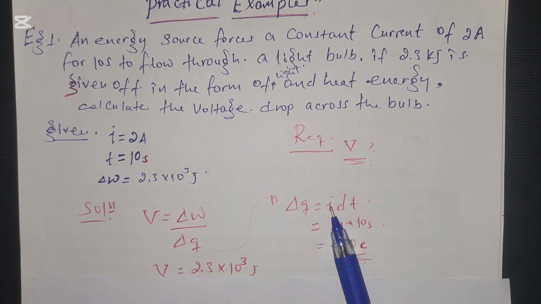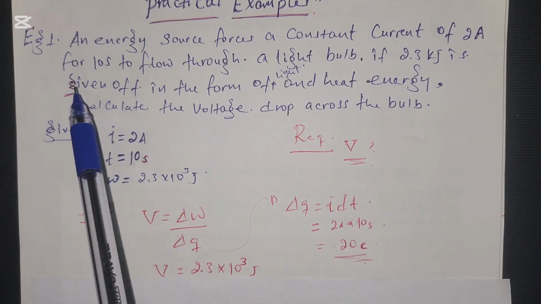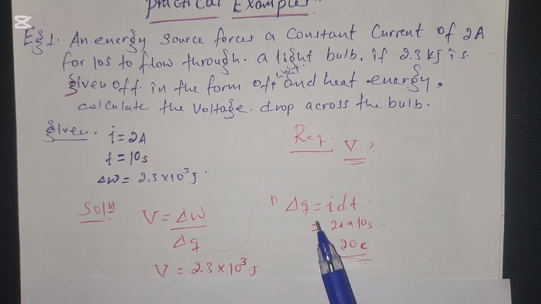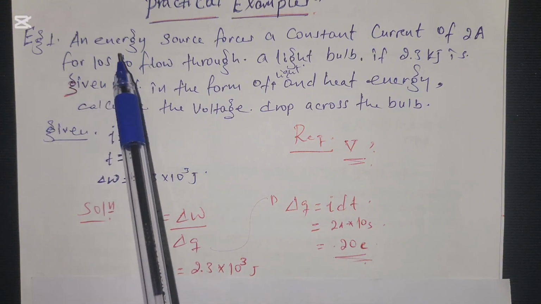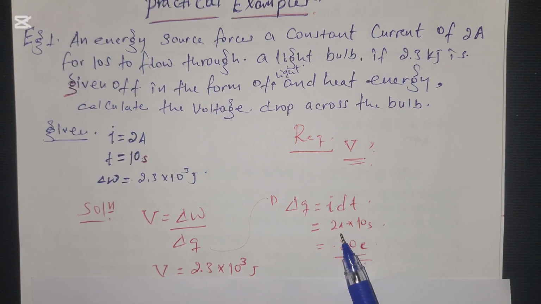Simply, we are given the current. The current is 2 ampere, which is flowing for 10 seconds. Simply, Q is, since the current is constant, 2 ampere times 10 seconds, which is 20 coulomb. So now we have the charge.